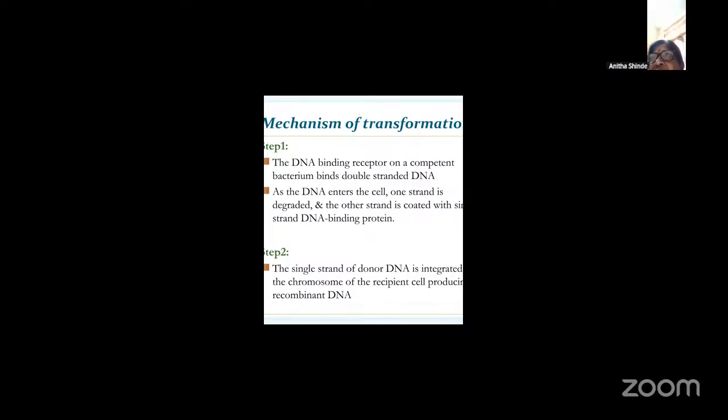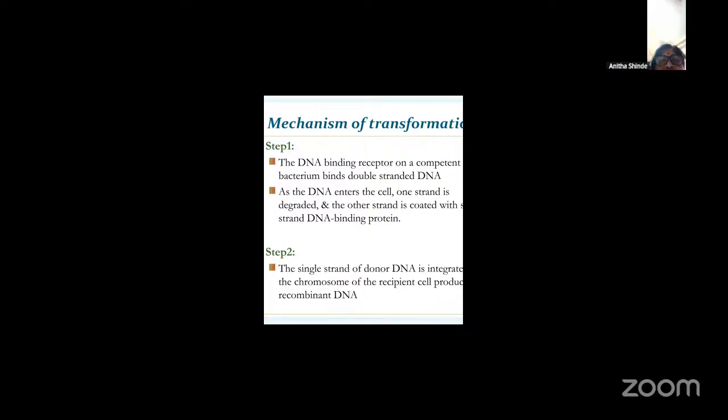because once the cell lyses, the DNA will be released. So that DNA will be taken up by other bacteria. So here the DNA binding receptor on a competent bacterium. Competent bacterium here is the one which takes up the DNA, or the recipient bacterium you can say. So it will bind the double-stranded DNA. So as the DNA enters the cell, what happens? DNA is double-stranded, you all know. One strand will get degraded and the other strand will be coated with single-strand DNA binding protein. Then in the second step, what happens?